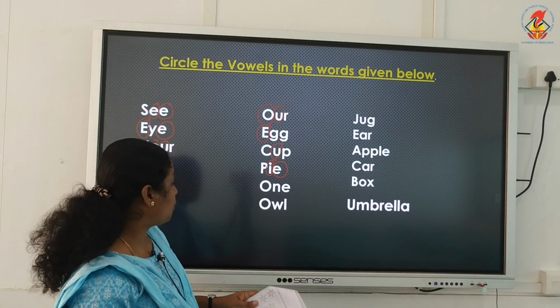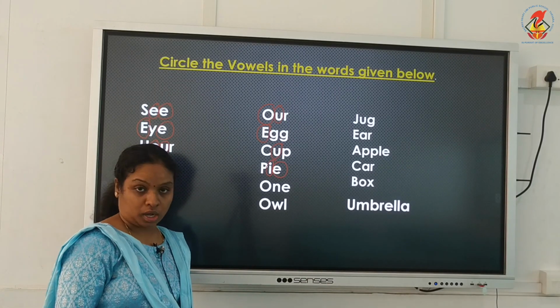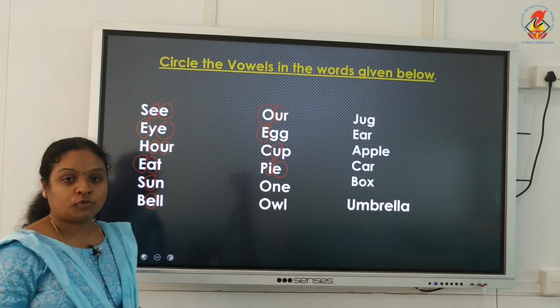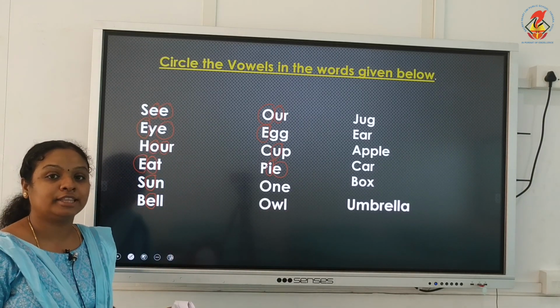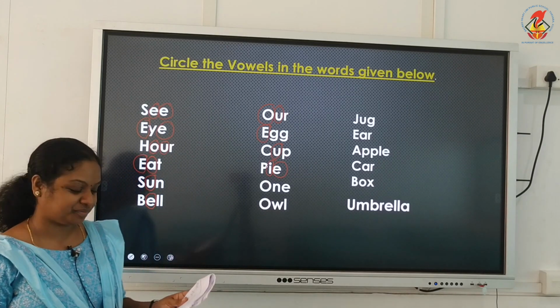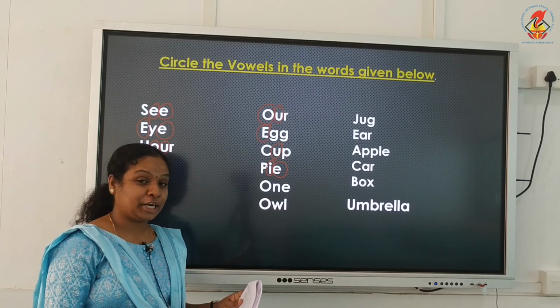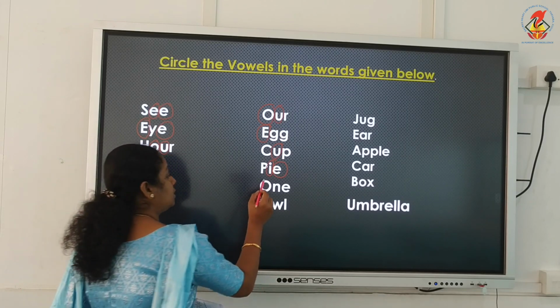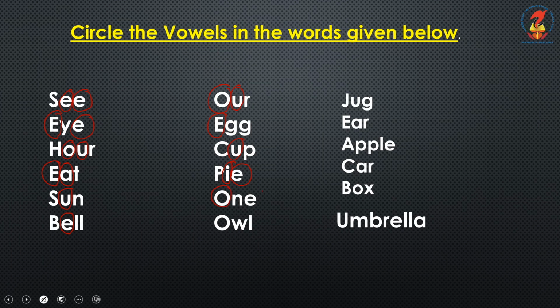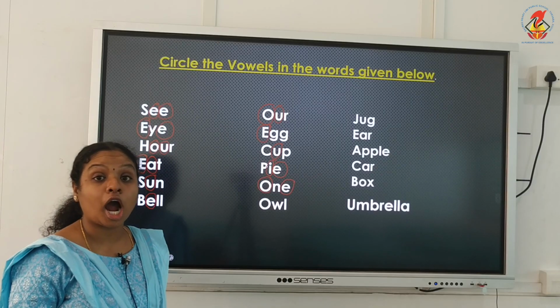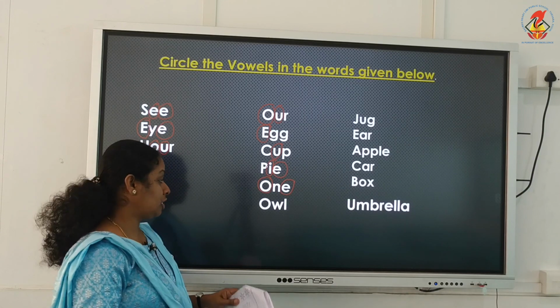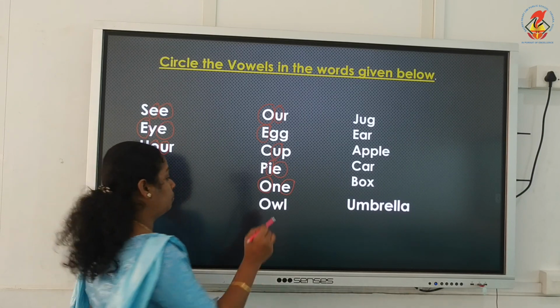Okay, and the next one is O-N-E, one. We just do it alone, children. O-N-E, one. So which are the vowel letters given in the word one? Did you do it, children? Okay. Now can you see which are the vowels? It's O and E. Okay, good children. And the next one is owl, O-W-L, owl. So can you see which is the vowel letter? It is O. Good.